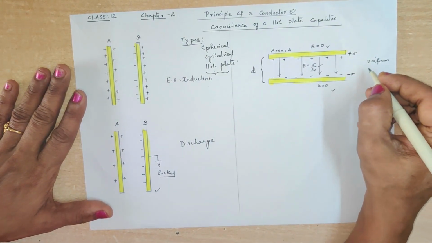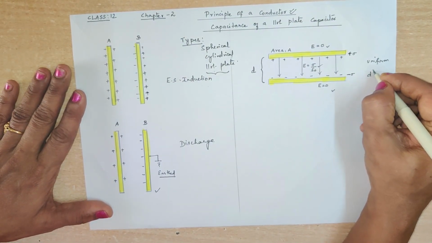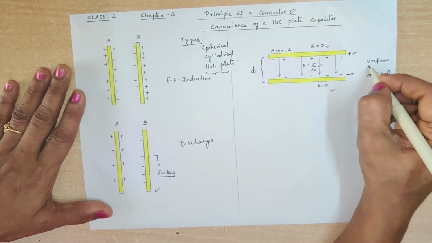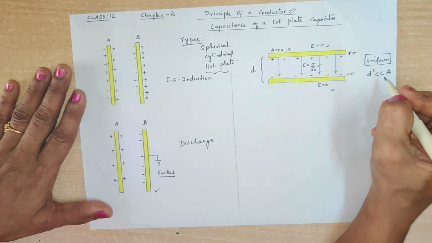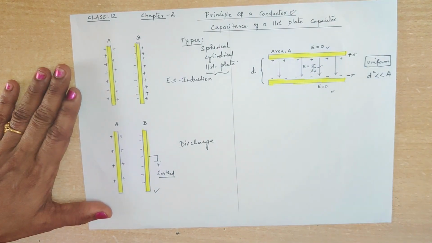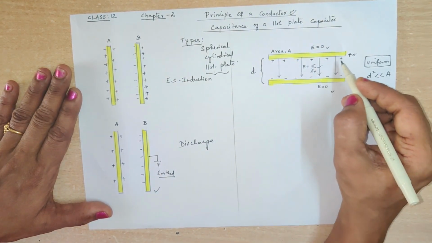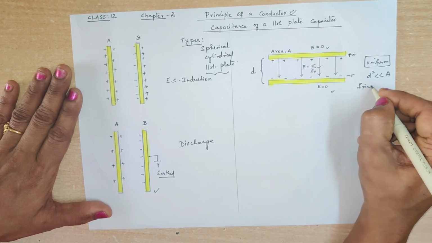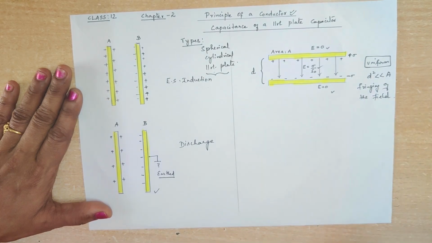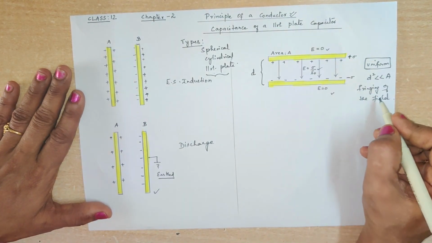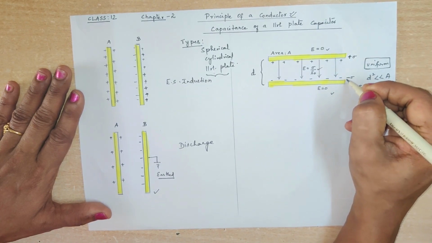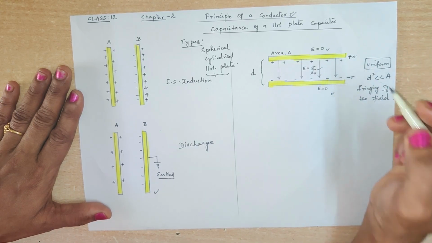Now we have to discuss one more point here. This D square is much less than the area of cross section, and hence you will get such a uniform electric field. If the area is given a definite finite value, what would happen here? You may get fringing of the field. The electric field would go outward at the edges instead of forming the uniform field.